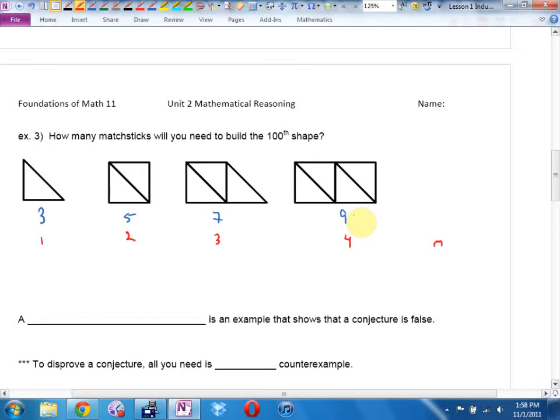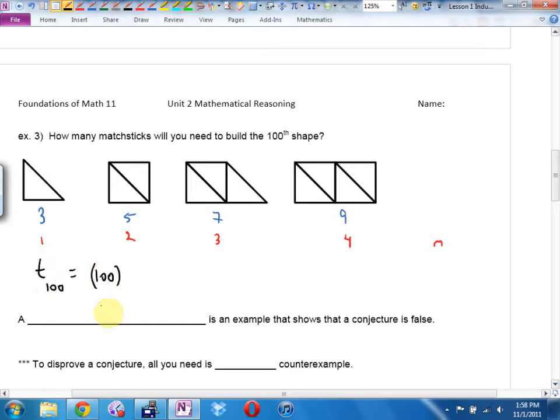Then we'll use inductive reasoning. I think it'll work for the rest. Let's write this out algebraically. So if I want to find term 100, you're telling me I take that 100, Devin, and do what to it?